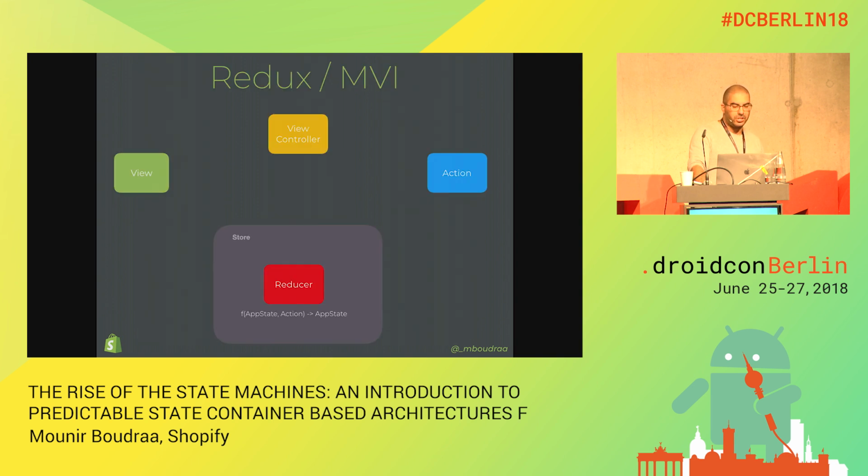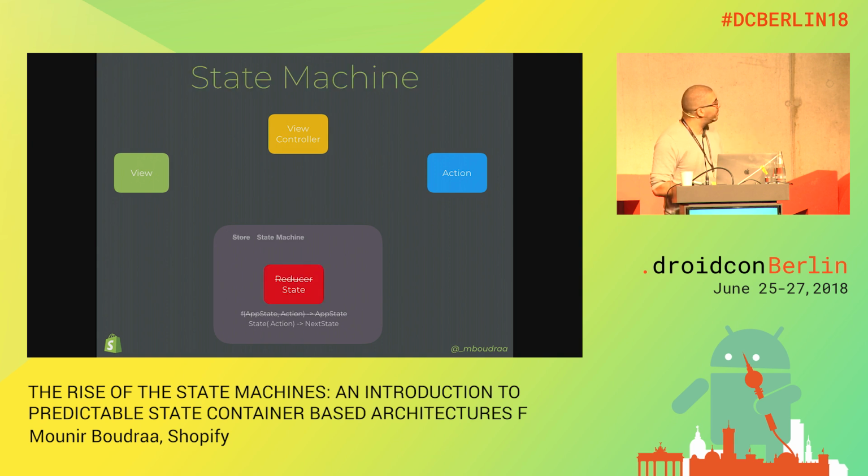This is called a state machine. The main difference between a state machine and Redux is that a state machine contains the logic itself. Let's deep dive a little bit on this. Now the register is changed, and now it's called a state.